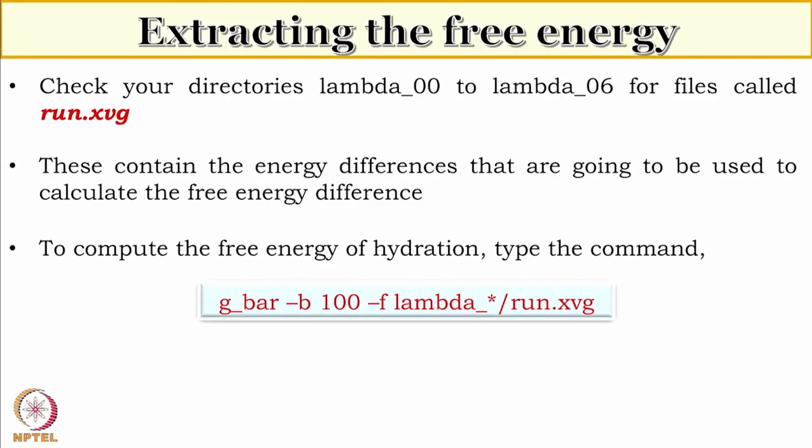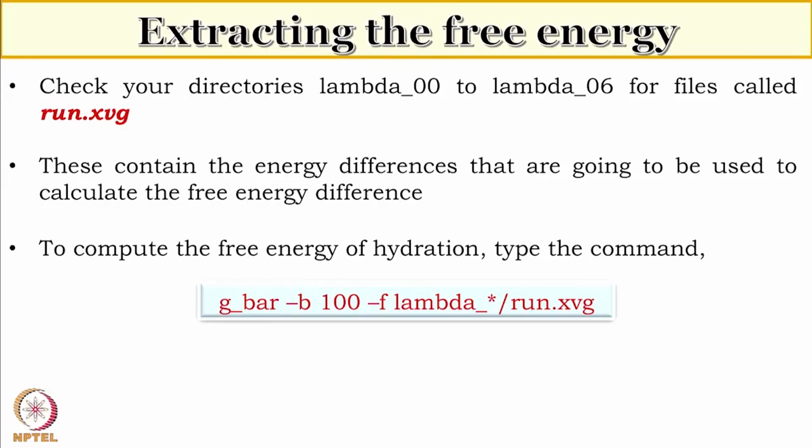So -f lambda underscore star, that is, it will go to all the lambda directories and take the run.xvg file from each of them, calculate the free energy difference and finally display it on the screen, whatever the value of your free energy of hydration is. So the final output delta G will be given after this command. It will also write in some other file, a log file. You have to give an option for that, -o.